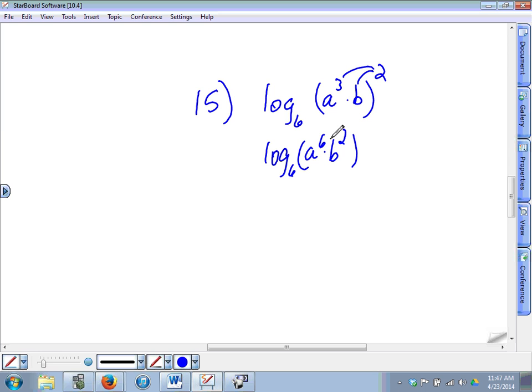What's going to happen to these powers though? So you're still going to expand using a plus sign. This is going to be the log base 6 of a to the 6 plus the log base 6 of b squared. But you can't leave those exponents. So that 6 goes in front there. That 2 goes in front.